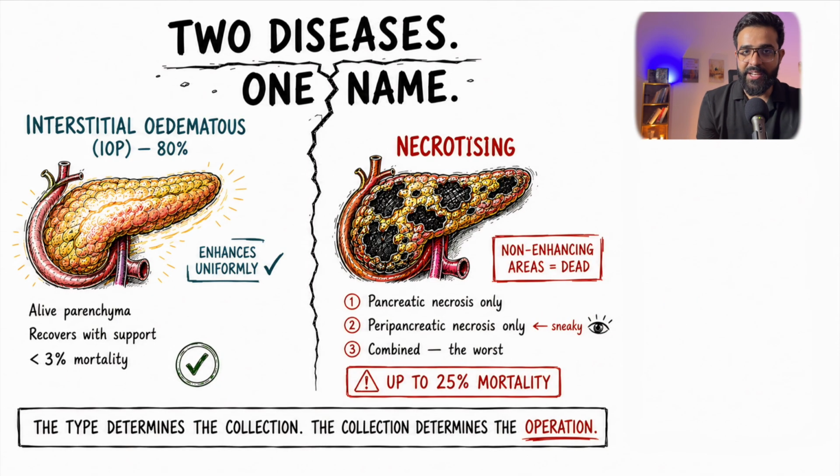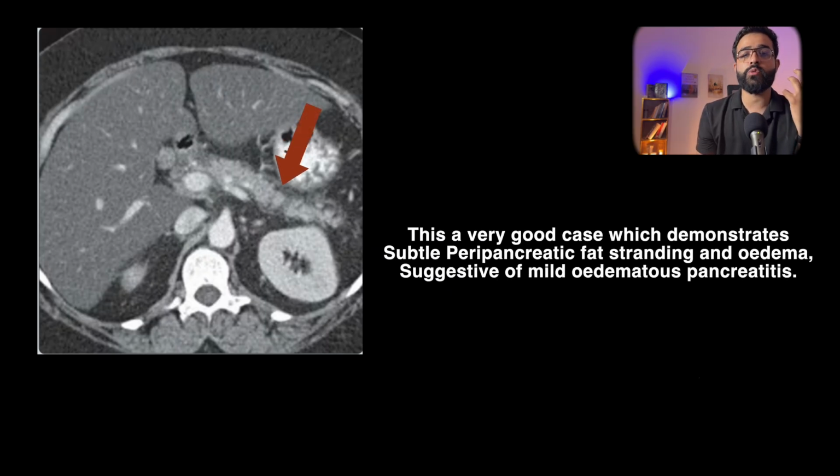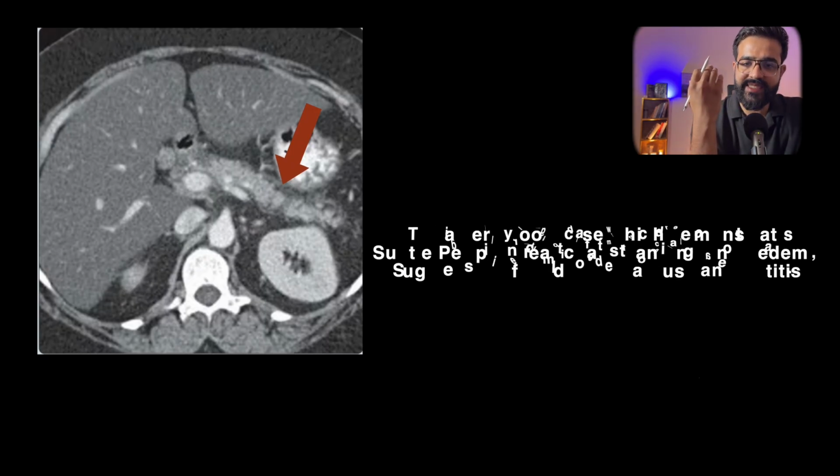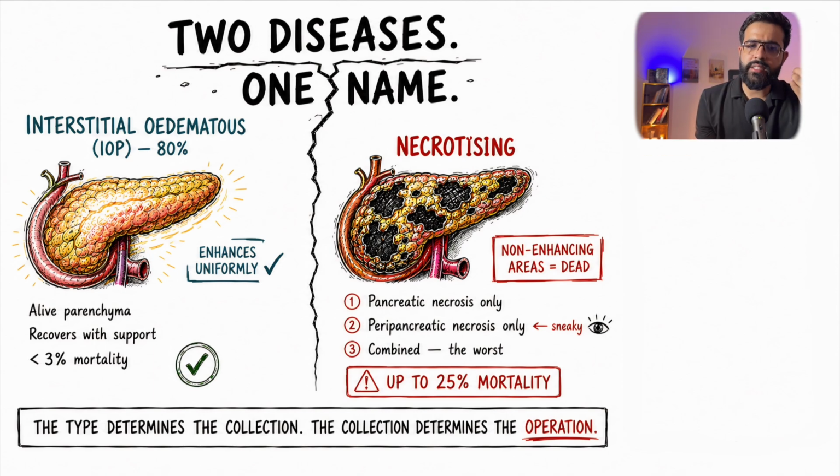Before we go any further, I need to tell you something that most textbooks bury in the footnote. Acute pancreatitis is not one disease, it's a spectrum. And the 2012 revised Atlanta classification finally gave us the language to describe it properly. At the top level, there are fundamentally two different types, and understanding which one your patient has changes absolutely everything about the management plan. Number one is interstitial edematous pancreatitis.